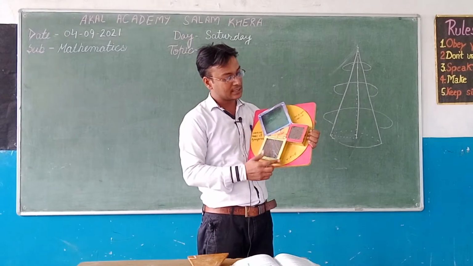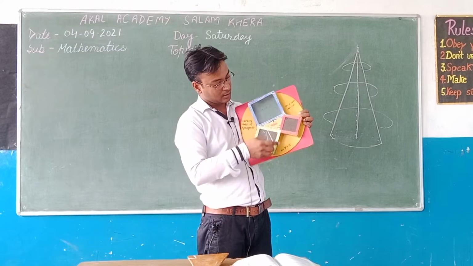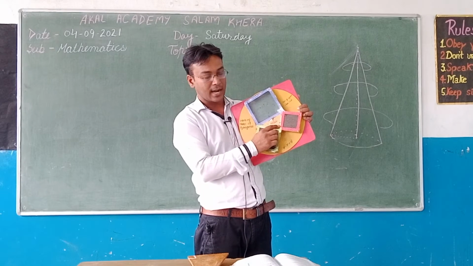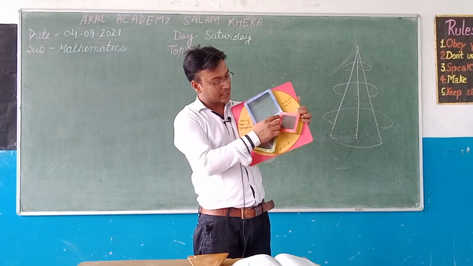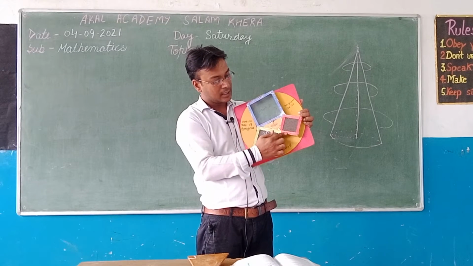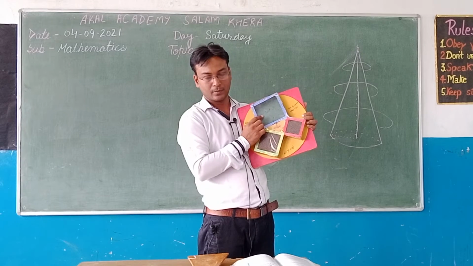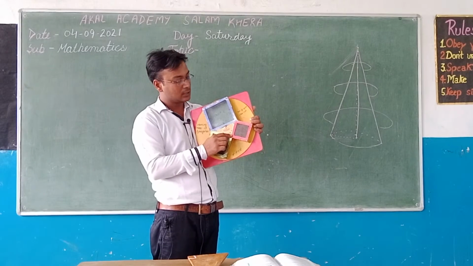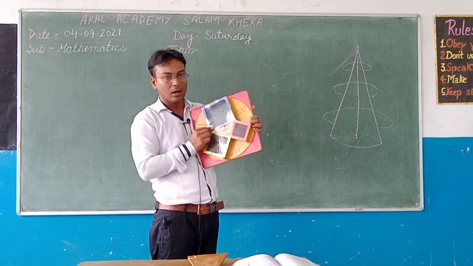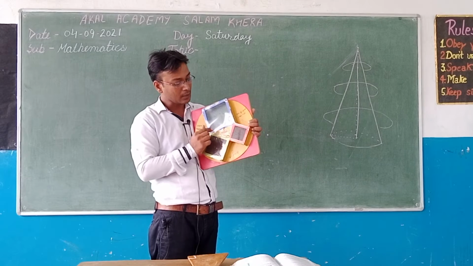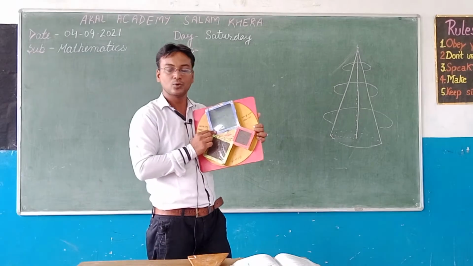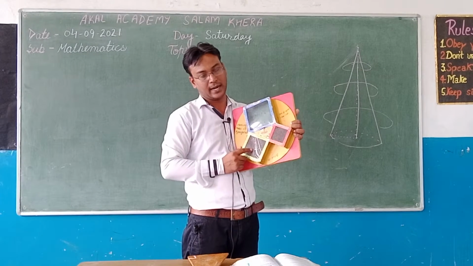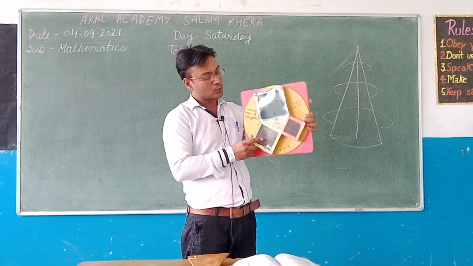Okay, students, you can see here one triangle. This is the right angle triangle. This angle is right, and along its three sides there are three square boxes. So the side opposite to the right angle is called the longest side or hypotenuse, and the square of the hypotenuse is equal to the sum of the squares of the other two sides. How can we prove this?